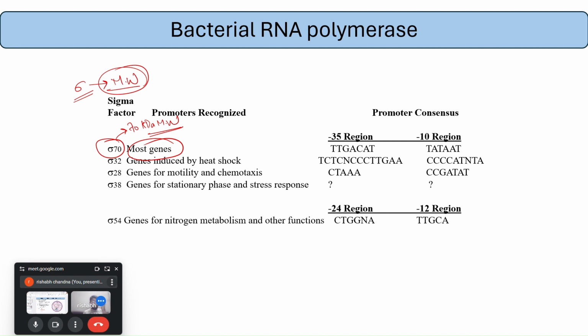Then we have sigma 32, involved in genes induced by heat shock. Then sigma 28 is involved in the transcription of genes for motility and chemotaxis. Then sigma 38 is for stationary phase and stress response genes. Then sigma 54 is for nitrogen metabolism and some other functions still under study. So these are the basic sigma subunits studied till now, based on their molecular weights, and these are the promoter regions they recognize with the consensus sequence.